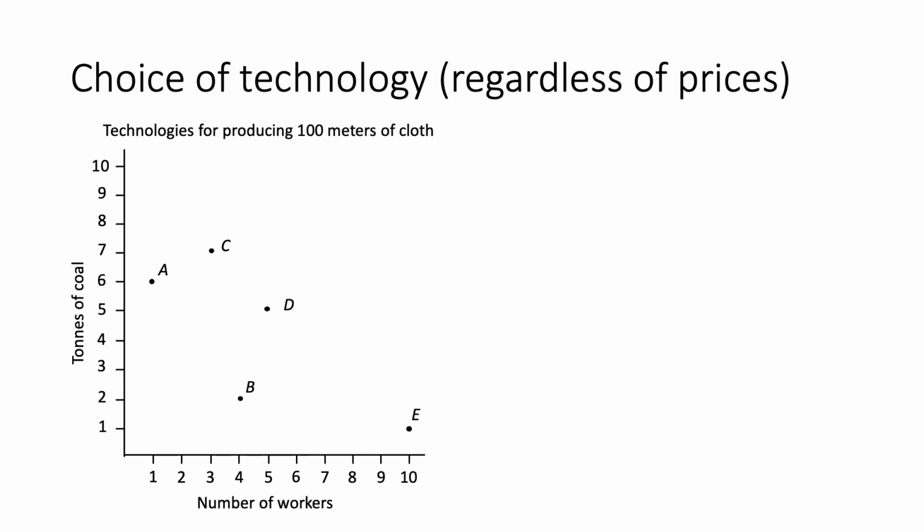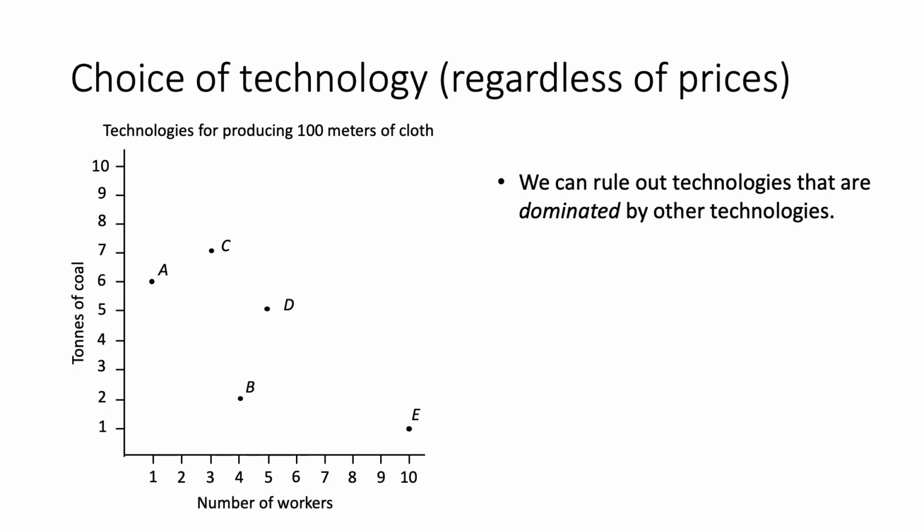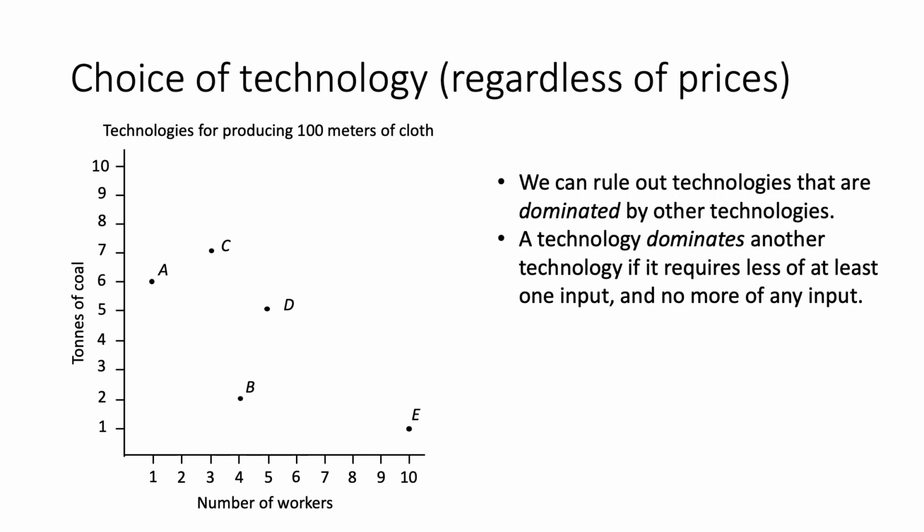First, we'll look at the firm's choice regardless of the prices. And the first thing we'll do is use a rule to find which technologies are dominated by other technologies. We note that a technology dominates another one if it requires less of at least one input and no more of any other input. And so this will allow us to rule out a couple different technologies without even looking at the relative prices. This will ease the process of elimination here.